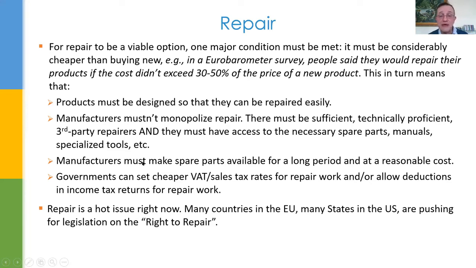Manufacturers must also make spare parts available for a long period and at a reasonable cost. One of the strategies that manufacturers have is that they only offer spare parts for a short period of time. If you want to repair after that, sorry, no spare parts. And they often make spare parts exceedingly expensive. And then governments can also set cheaper VAT or sales tax rates for repair work, or they can allow deductions in income tax returns for repair work, again, to make repair cheaper.